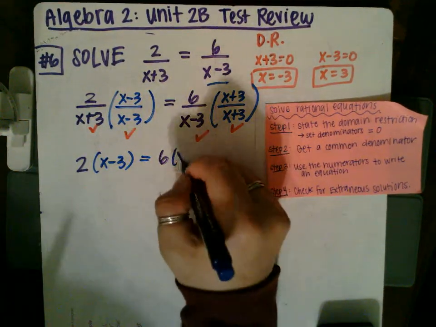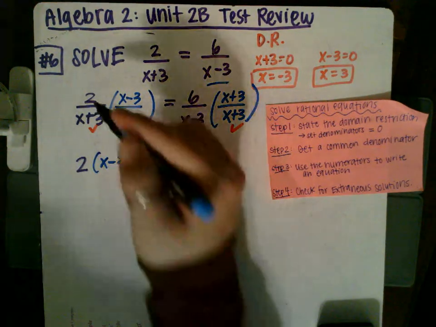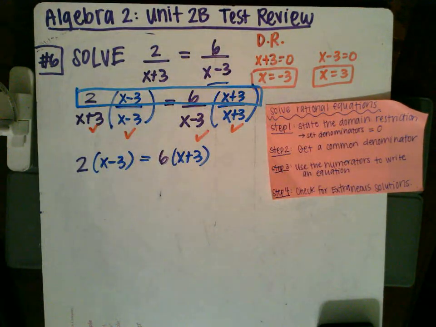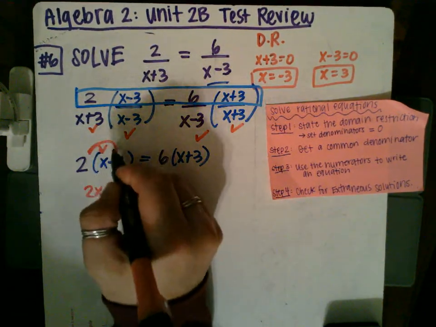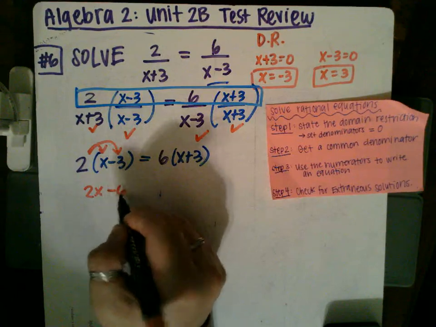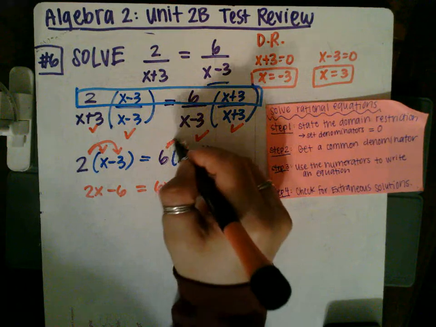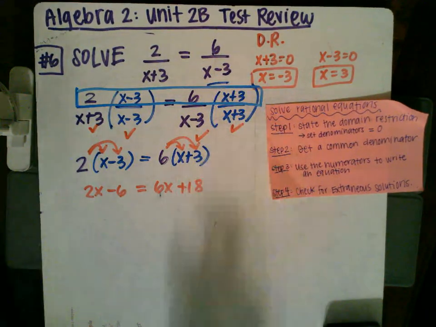times x plus 3. So I usually zoom right into my numerators for step 3. Zoom in on my numerators. I write it exactly as is, then simplify my numerator equation. So 2 times x is 2x. 2 times negative 3 is negative 6 is equal to 6 times x is 6x. 6 times 3 is 18.